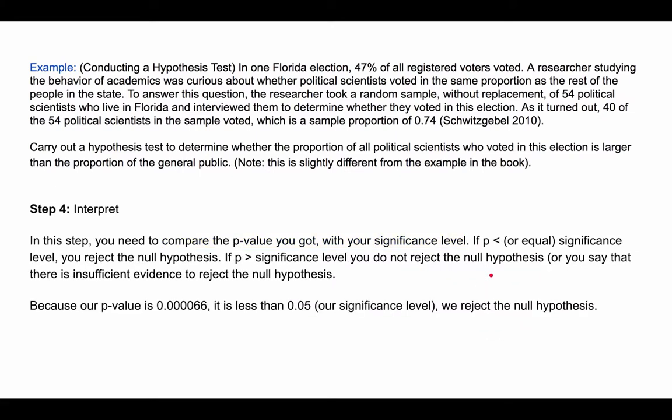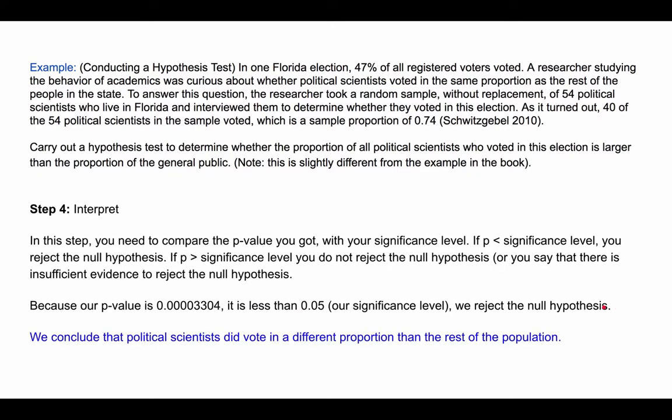Okay, so in this case, our p-value was 0.00000066, or using just StatCrunch, we got that it was less than 0.0001. In either case, it's less than 0.05, so we do reject the null hypothesis. Our interpretation then would be, we conclude that political scientists did not vote in a different proportion than the rest of the population. Wait a minute.